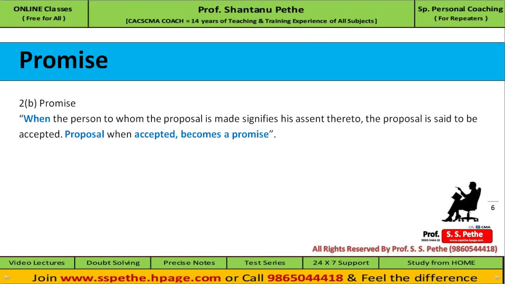Now let's see the definition of promise. You have heard promise so many times, but let's see the actual definition of the promise under the Contract Act. Section 2B says, when the person to whom the proposal is made signifies his assent thereto, the proposal is said to be accepted. Assent means when he says yes to it. So it is deemed that the proposal has been accepted. And when the proposal is accepted, it becomes a promise.